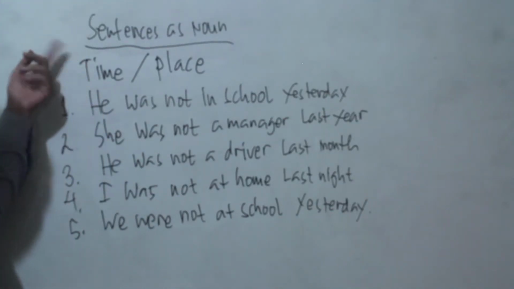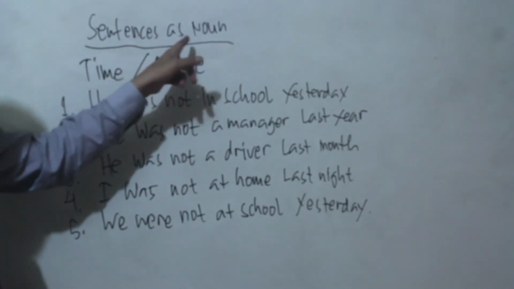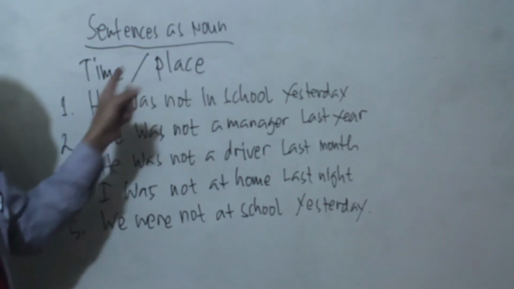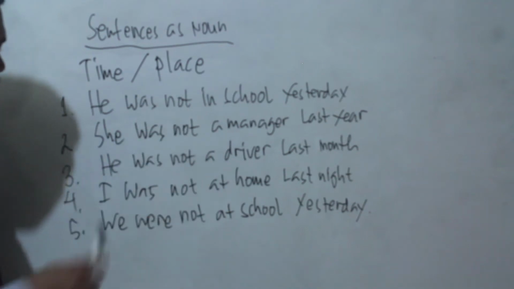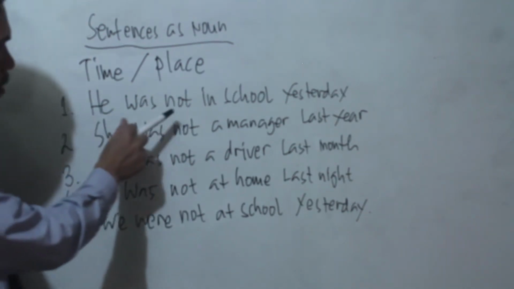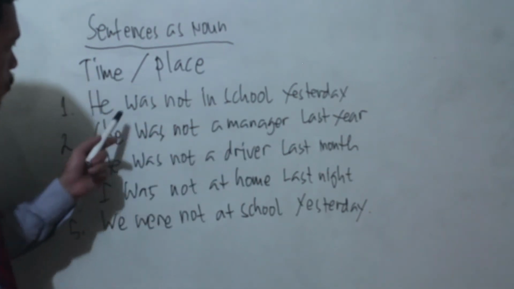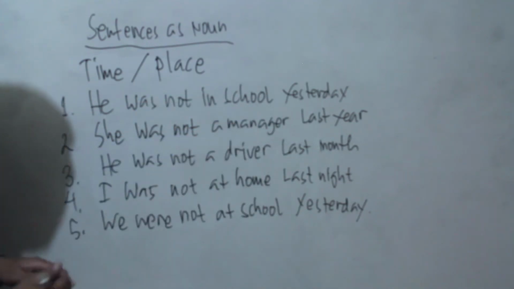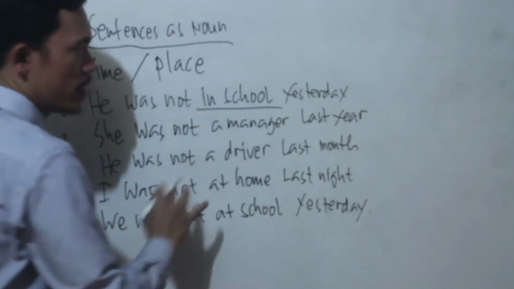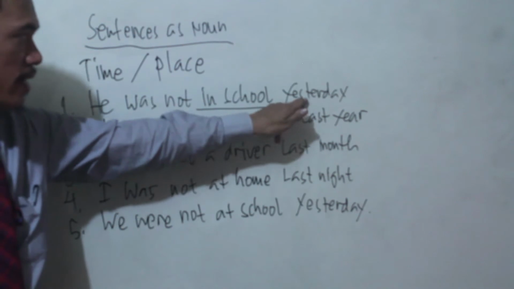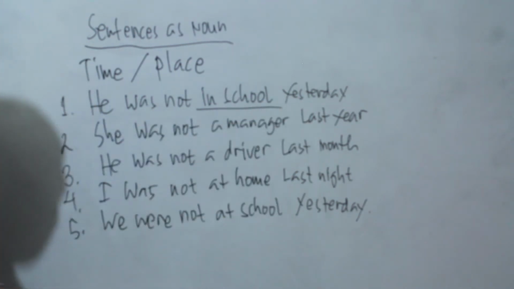Well, let's pay attention to sentences with a noun. Noun means time and place. Look at example number 1: He was not in school yesterday. Look at this. In school is showing the place, and yesterday is showing the time in the past.